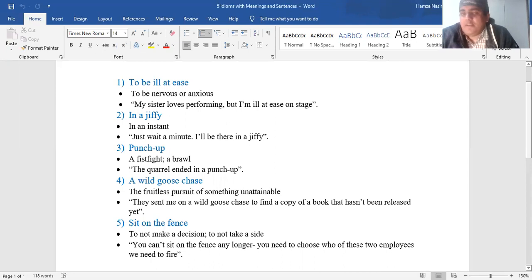If we have to incorporate that idiom in a sentence, it could be, my sister loves performing, but I'm ill at ease on stage. I mean, she is a natural at it. She can do it easily, but I pretty much get nervous and fidgety when I'm on the stage.